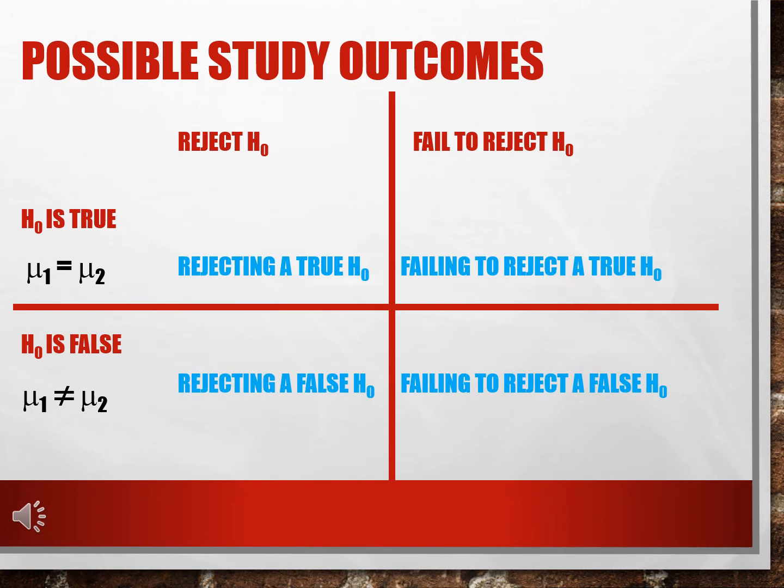And every time we do a study, every time we test the null, we have two possible outcomes. It might be that we reject the null, and it might be that we fail to reject the null. Well, if the null hypothesis is true and mu1 is equal to mu2, we don't want to reject the null because we would be rejecting a true null. We'd be rejecting the truth that the null is true. We do want to, however, fail to reject a true null. If the null hypothesis is false, we want to reject the null.